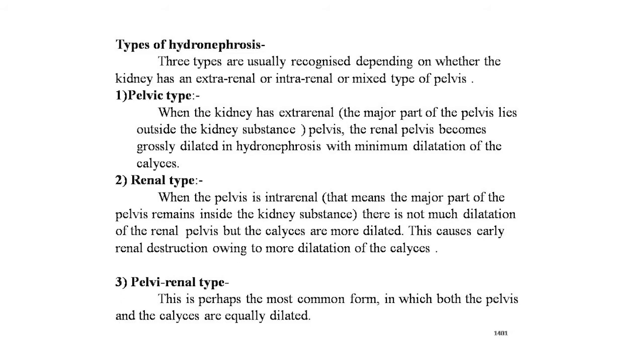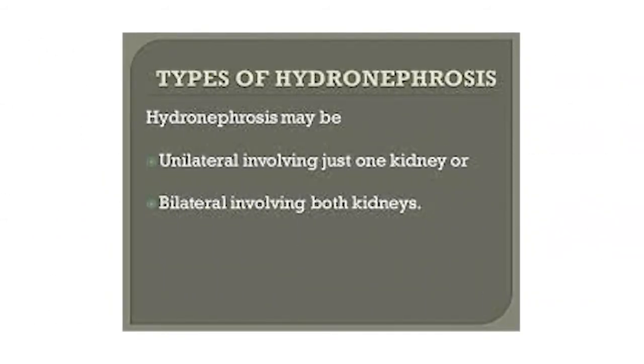Second is the renal type. When the pelvis is intrarenal, that means the major part of the pelvis remains inside the kidney substance. There is not much dilatation of the renal pelvis, but the calyces are more dilated. This causes early renal destruction owing to more dilatation of the calyces. Third is the pelvic-renal type. This is the mixed type of the pelvis. This is perhaps the most common form, in which both the pelvis and the calyces are equally dilated. Hydronephrosis may be unilateral, involving just one kidney, or bilateral, involving both kidneys.